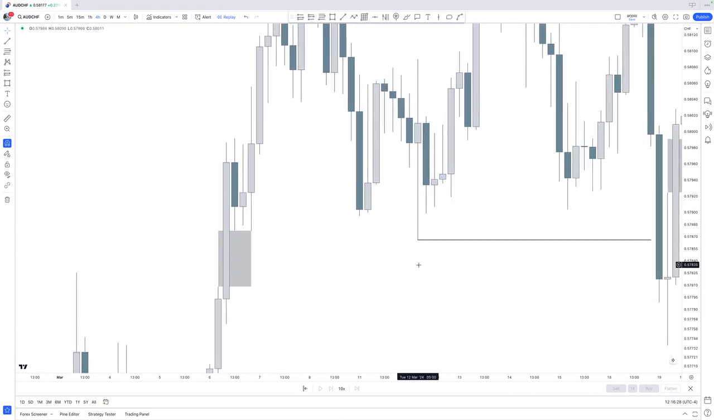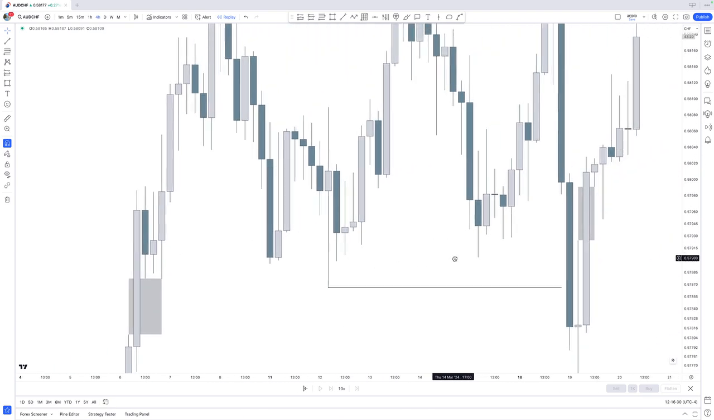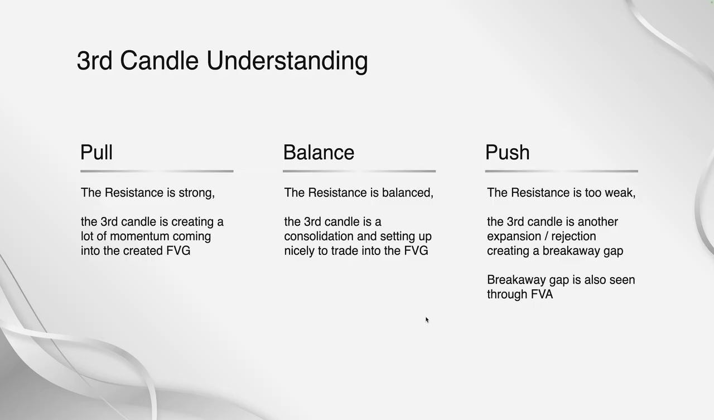Whenever we have a balanced third candle, where it's not pulling aggressively, it's not pushing aggressively, that is exactly when we can likely trade into the fair value gap, only expect a sting into it, not a deep retracement, to then continue higher off of that. It's also the fair value gap that is most likely to actually hold, and only expect a sting into that right there. So the balanced fair value gap, the balanced third candle, is the utopia.